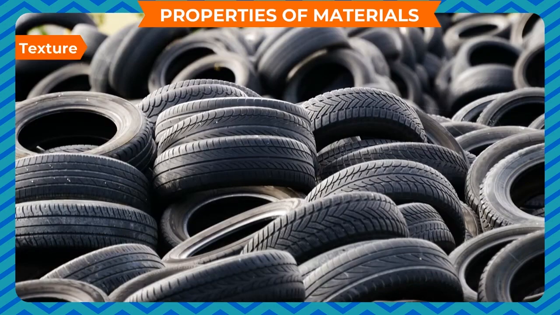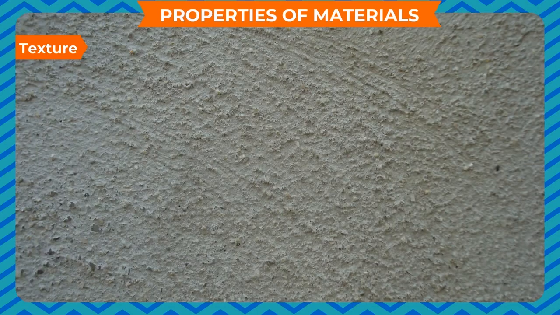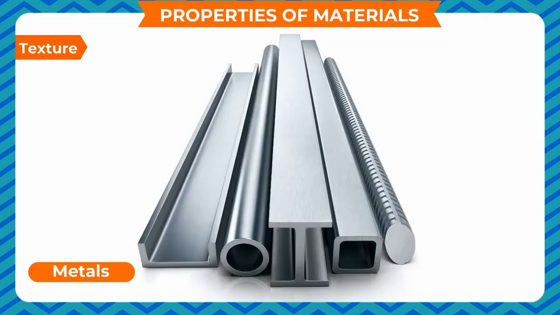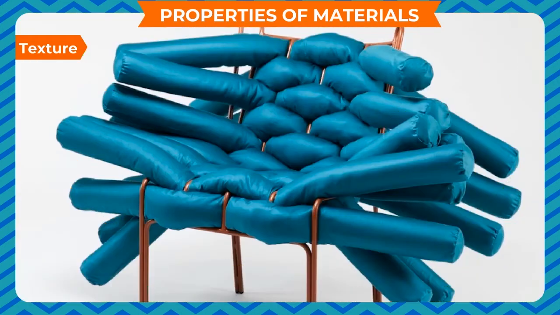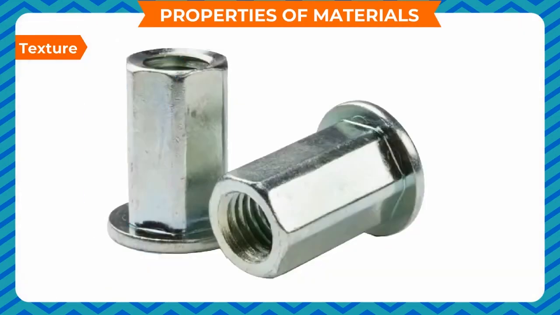Texture. Different materials appear different when you touch them. They have different textures. For example, metals are hard and smooth, whereas wood is soft and rough. Soft materials can be compressed or scratched easily. Hard materials are difficult to compress.